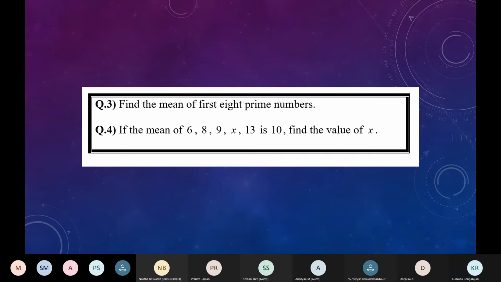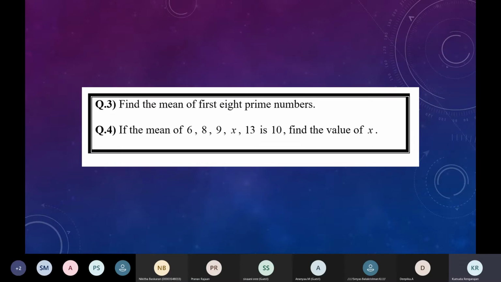Is 1 a prime number? Ma'am, it is neither prime nor composite. Yeah, 1 is neither a prime number nor a composite number. It's a unique number. What about 2? 2 is a prime number, ma'am. Yeah, 2 is a prime number and it is the only even prime number.